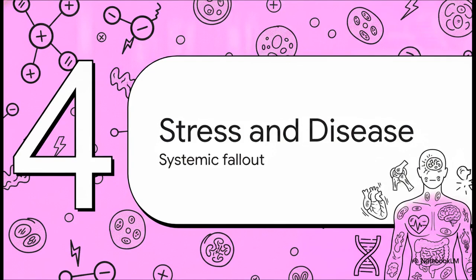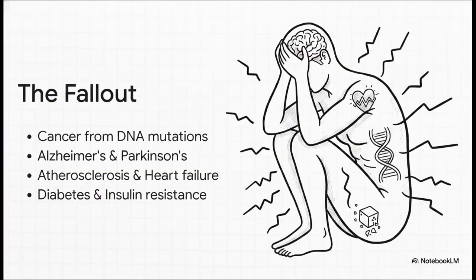Now let's look at the bigger picture in Part 4, Oxidative Stress and Disease. When this oxidative stress persists over years or decades, the systemic fallout is genuinely severe. Remember those DNA mutations we just talked about? Well, they can contribute directly to tumor initiation and cancer progression. Up in the brain, oxidative damage is heavily implicated in neurodegenerative conditions like Alzheimer's, Parkinson's, and Huntington's disease. In the heart, it drives atherosclerosis, hypertension, and heart failure.